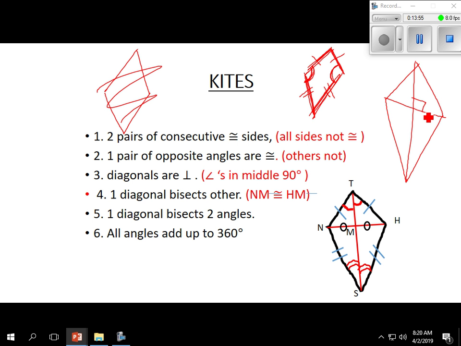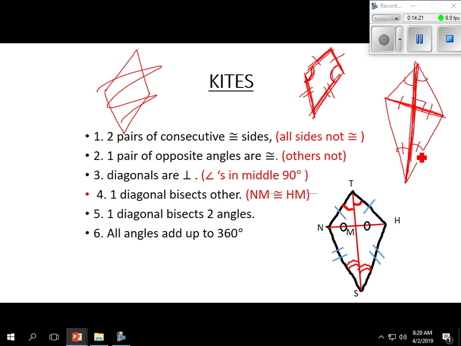One diagonal bisects the other. You can notice in a kite, this diagonal is probably not being bisected because this bottom section is longer than the top section, but this diagonal is being bisected. So those two parts will always be congruent to each other. And the diagonal going down this way will always bisect the angle. So this angle is congruent to that angle. This angle is congruent to that angle.